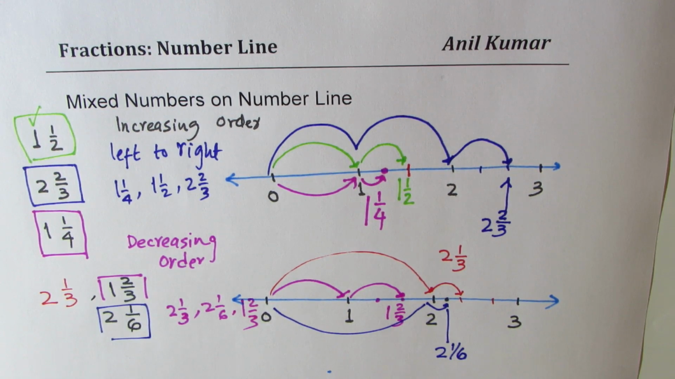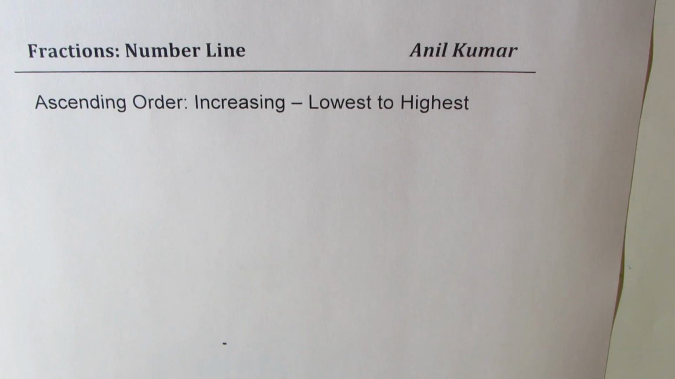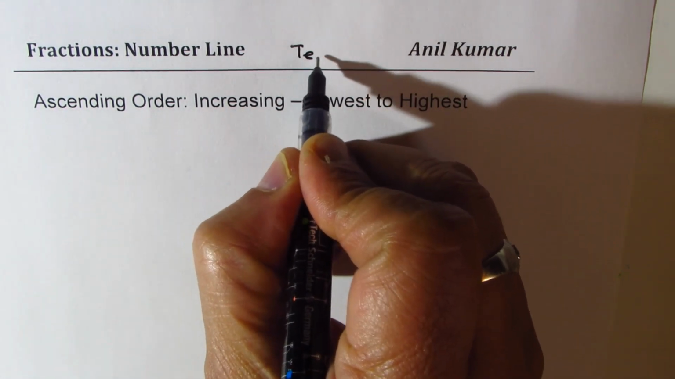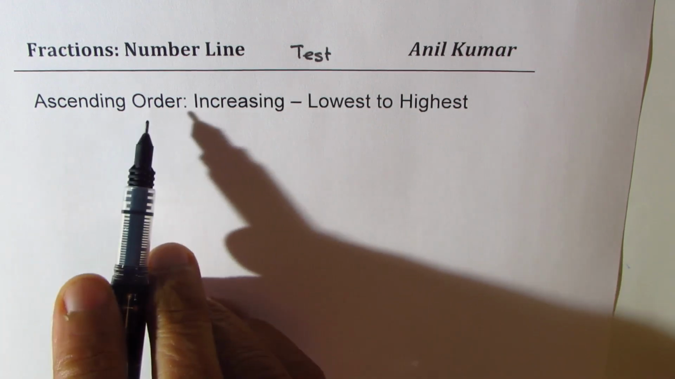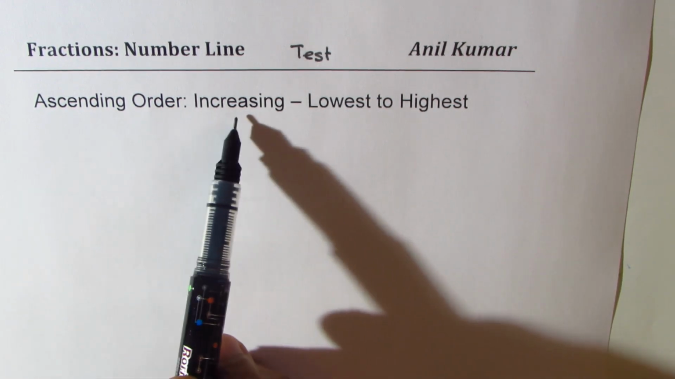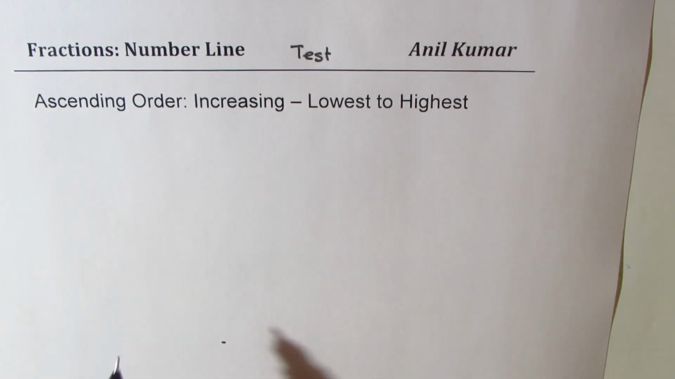Now let's do a test on our learnings about placing numbers on a number line and then arranging these numbers in ascending or descending order. Now take it as a test. I'll give you some numbers. You have to arrange them in ascending order. Ascending means increasing, that is lowest to highest, correct?